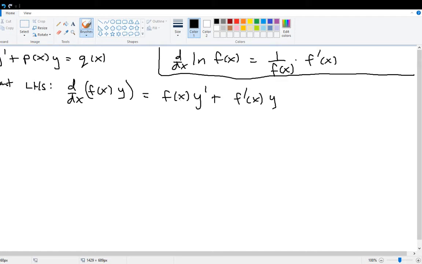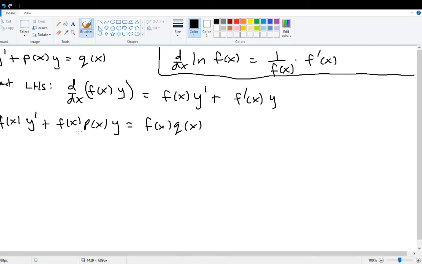So the first thing we're going to want to do is to try to make our differential equation fit this form. We're going to multiply everything through by our unknown function f of x. Just multiplying our differential equation by f of x, we get f of x y prime plus f of x p of x y is equal to f of x times q of x. Okay, so now we've got the left-hand side to look a little bit more like the way we want. We have an f of x times a y prime. That's exactly what we want.